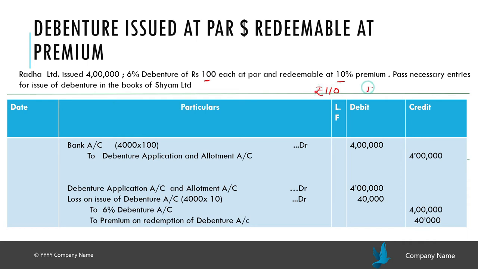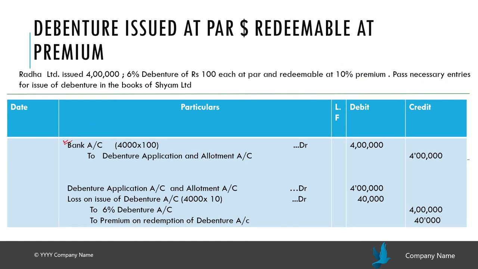So the company knows in advance that rupees 10 will be a loss for the company, as it's going to be redeemed at 10% premium. This 10 rupees hasn't been received at the time of issue of debenture, but it will be returned to the debenture holder at the time of redemption as extra value. As the company knows this in advance, the company will definitely enter it into the books of accounts.